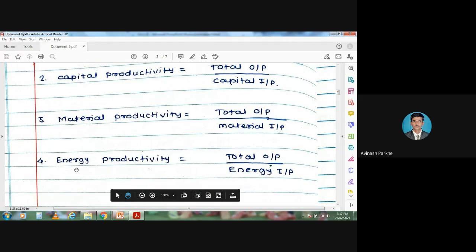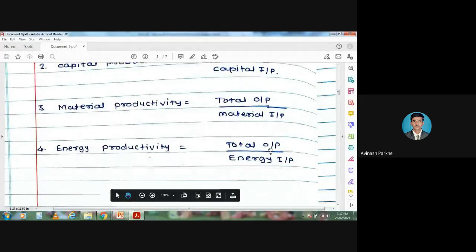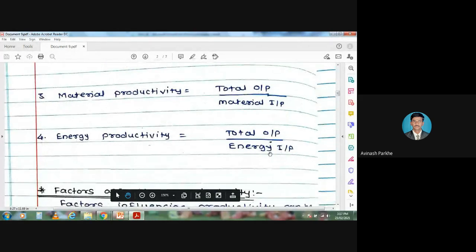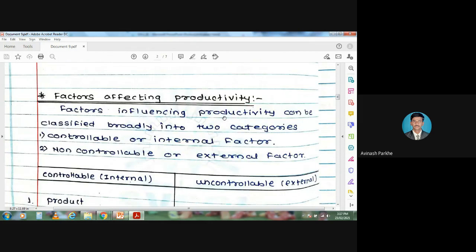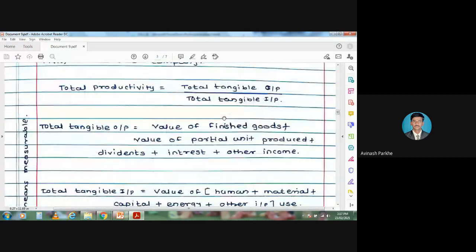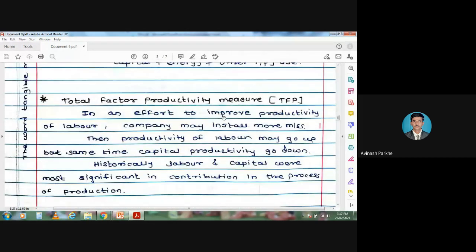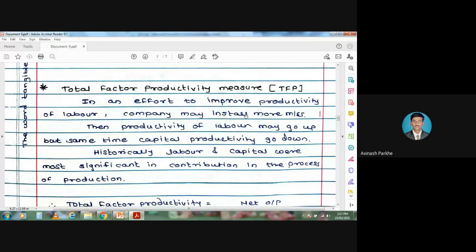So if I have to calculate its productivity, energy productivity is equal to total output upon energy input. All these productivities are called partial productivity, which is calculated from each and every input parameter. And we have the standard formula of productivity, which is equal to output upon input. This is the one factor, partial productivity.